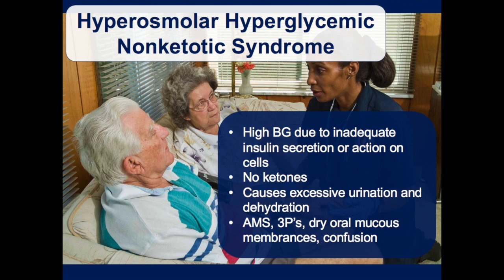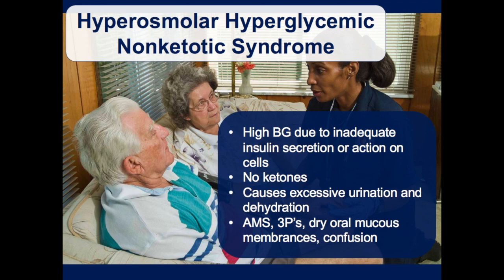Hyperosmolar hyperglycemic non-ketotic syndrome, commonly abbreviated as HHNS or just HHS. You'll frequently hear this referred to. Remember, this is one of the two diabetic emergencies that patients typically have, the other one being ketoacidosis. And this particular one, HHS, is more common in elderly patients. This happens most commonly in type 2 diabetes. And what happens is the blood sugar levels elevate because of inadequate insulin secretion or inadequate action of the insulin on the target cells. And how is this different from ketoacidosis?